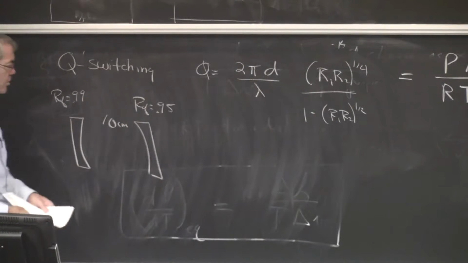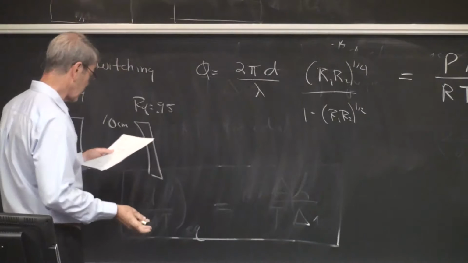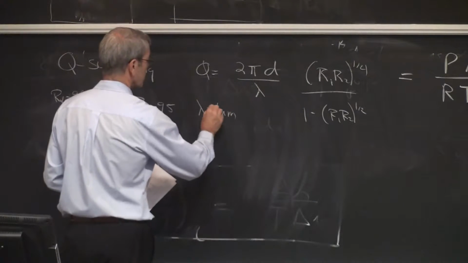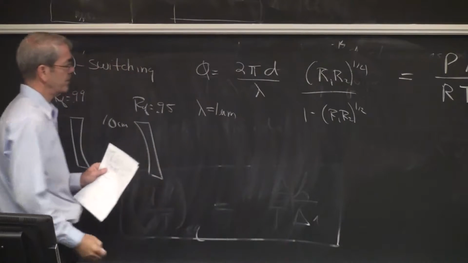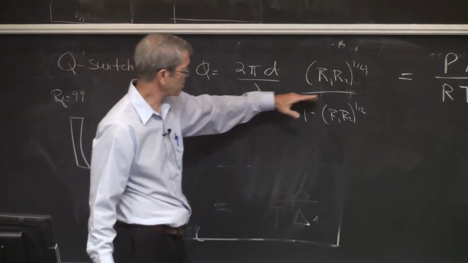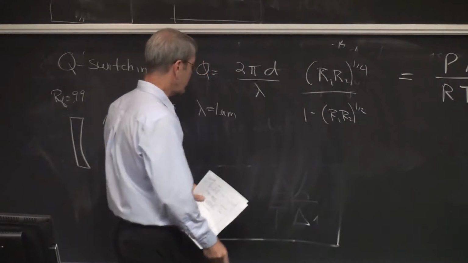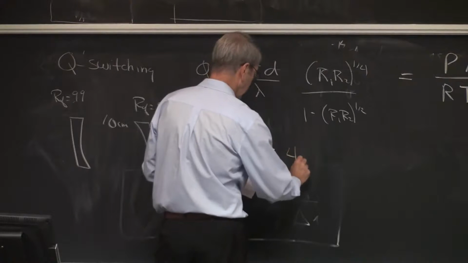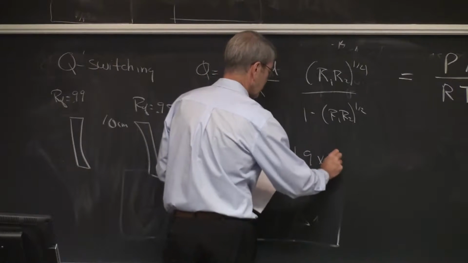So that's easy. Just plug the numbers in. Oh, and we need a wavelength. If in doubt, just assume 1 micron. Okay, so we can plug all the numbers in. 10 over 10 to the minus 4. You plug the numbers there. And for this cavity, you get a Q of 4.9 times 10 to the 6.